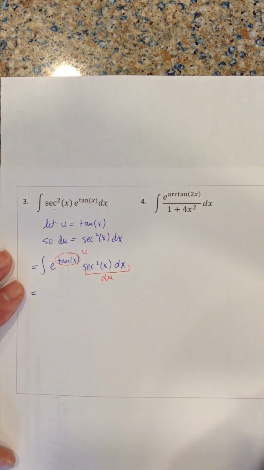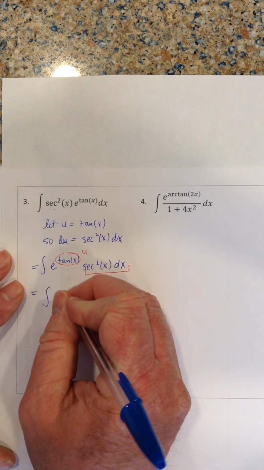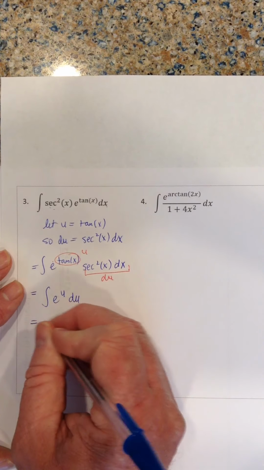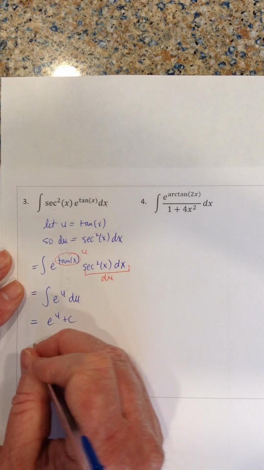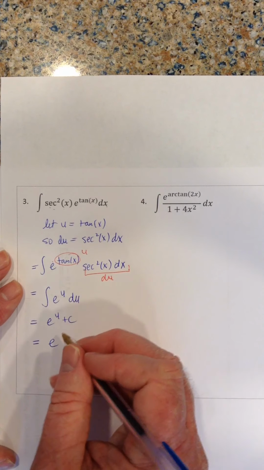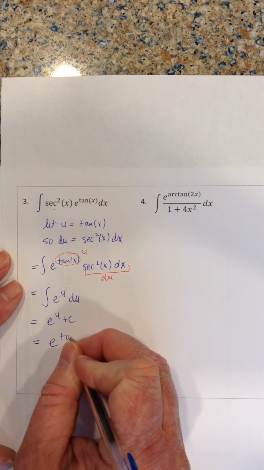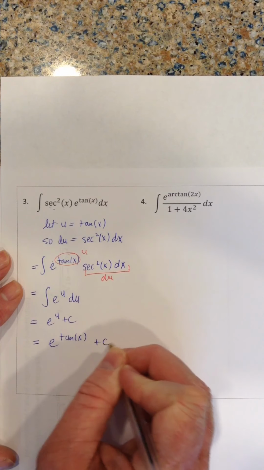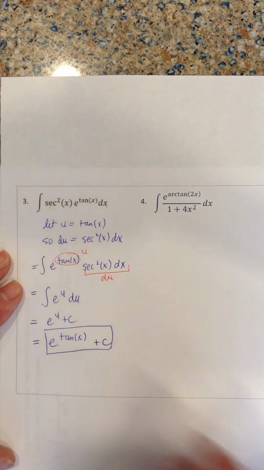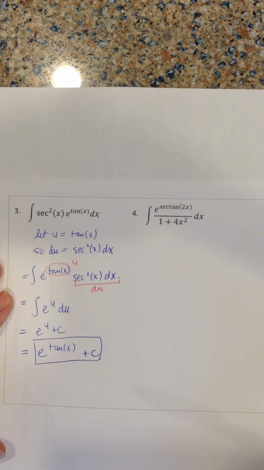That there is my u. So I get e to the u du. The integral of e to the u is e to the u plus c. So subbing back, I get e to the tangent of x plus a constant of integration c. Okay, one more.